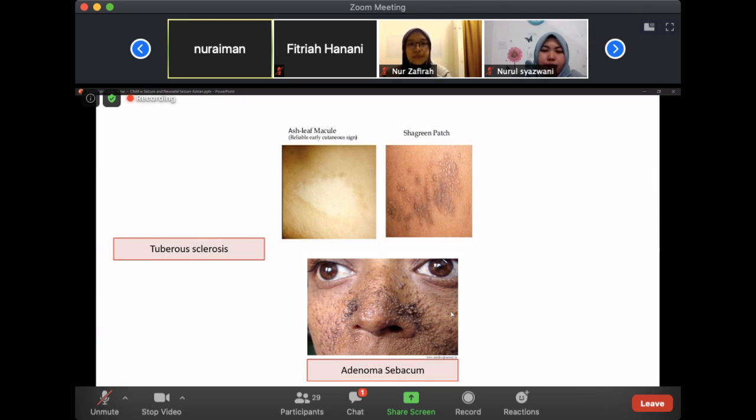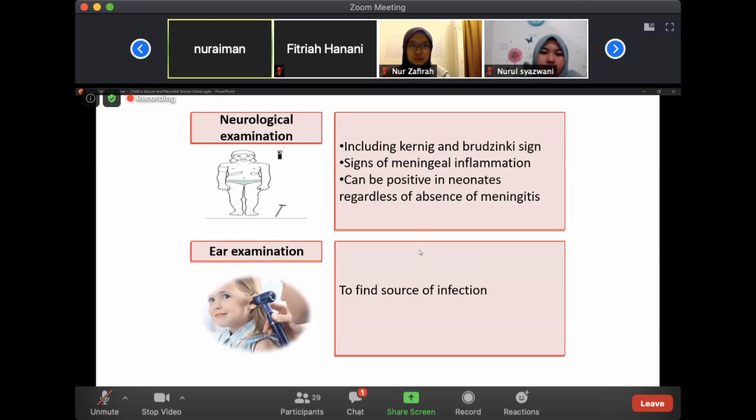These are findings in a tuberous sclerosis patient. They may have ash leaf spots, shagreen patch, or adenoma sebaceum. So don't forget to also do a neurological examination. Look for Kernig's or Brudzinski's sign, or any other sign of meningeal inflammation.